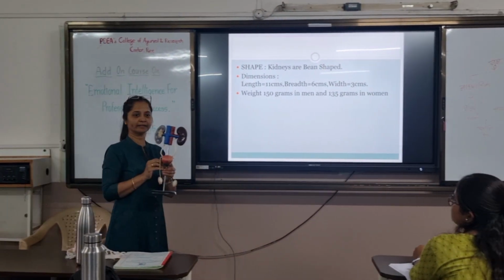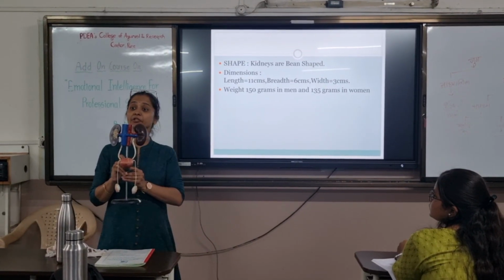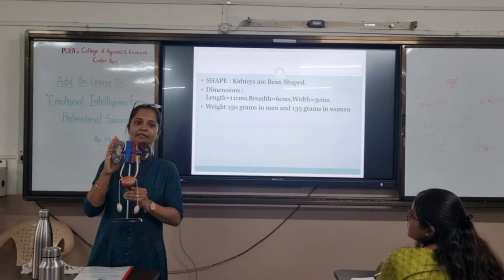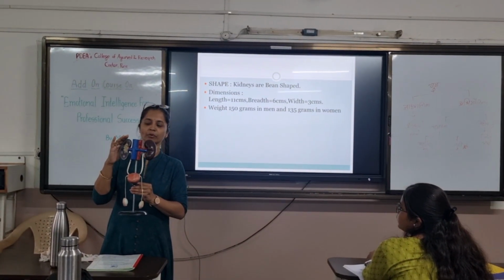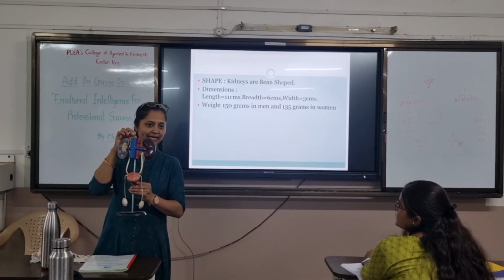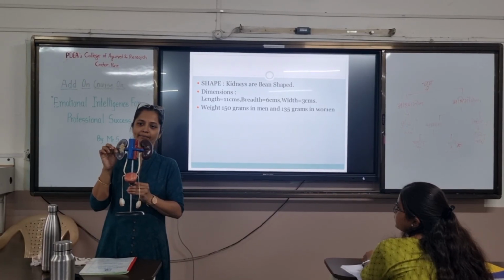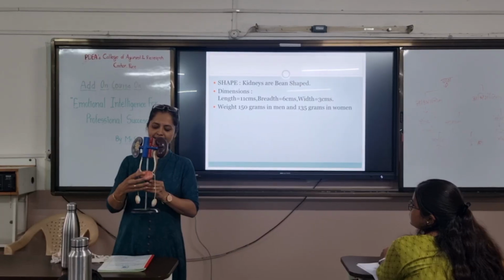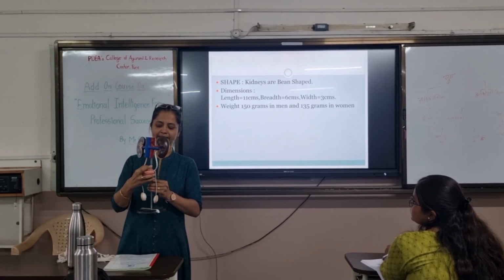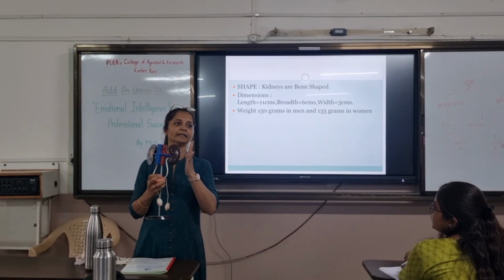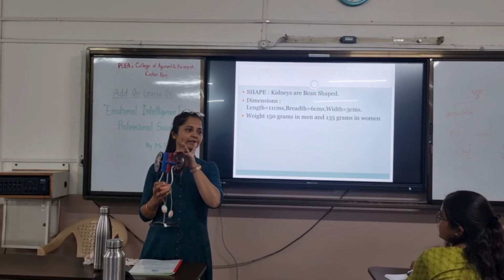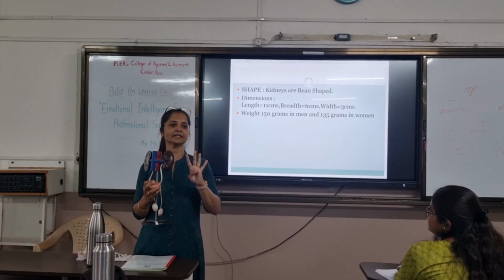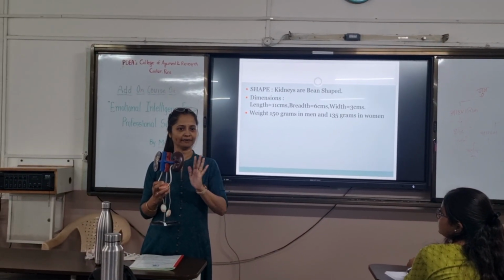Now where they are situated we understood, but in which of the nine quadrants are they situated? So we will see the quadrants. On the right side it will be situated in the right hypochondrial, then epigastric, right lumbar, and umbilical. That is for the right kidney. The left kidney is also the same, but on the left side: left hypochondrial, then left lumbar, then epigastric, and umbilical. These are the four regions they will occupy, right and left kidney.